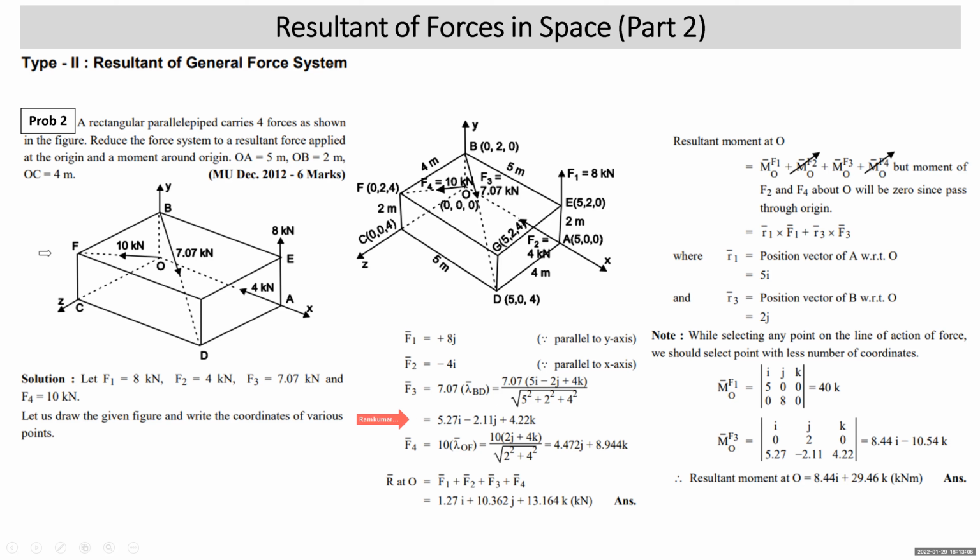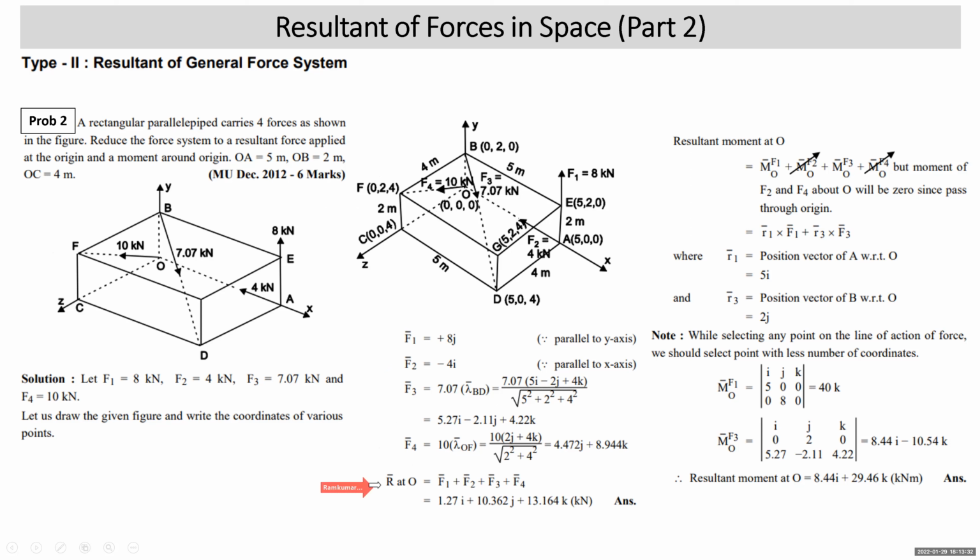F4 bar. F4 bar is acting from O towards F. Coordinates of point F are (0, 2, 4). O is (0, 0, 0). So F minus O. Right? 0 minus 0, 0i. 2 minus 0, 2j. 4 minus 0, 4k. 2j plus 4k. All right? Then divide by its mod. Then you get the force in vectorial form. This way, four forces F1, F2, F3, F4 are obtained in vectorial form.